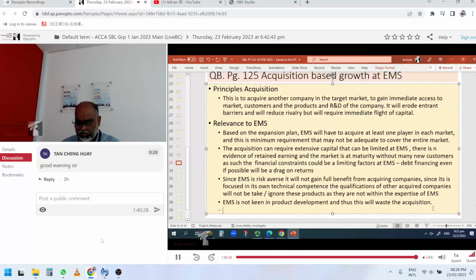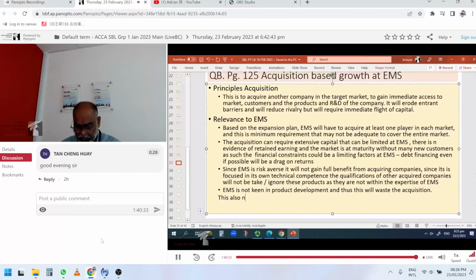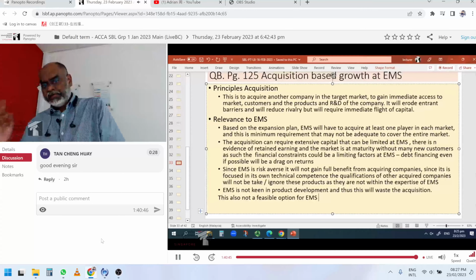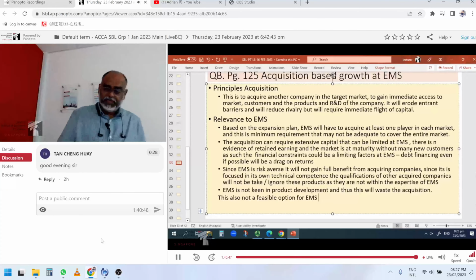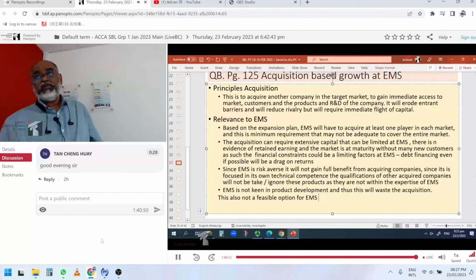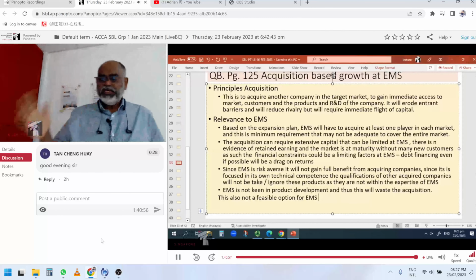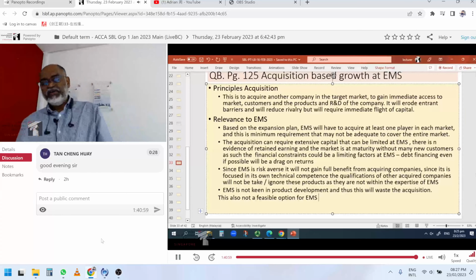So conclusion, what can we conclude? This is also not a feasible option for EMS. So two things we did already: acquisition and joint development? Both also not feasible, right or not? So that means you're left with one last one. What is that one last one? To see whether this is going to work or not.